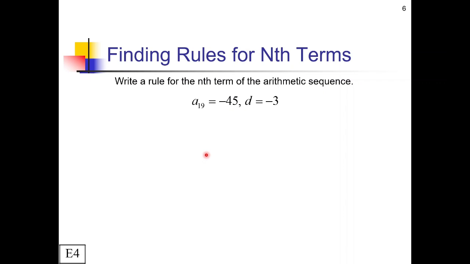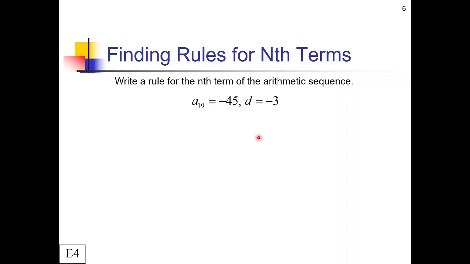For this next problem, they are no longer concerned about the 20th term, but they still want a rule for the nth term of this arithmetic sequence. So how is this different than the last few problems? Well, they didn't give us a whole list of numbers. They actually just gave us a single term, the 19th term, which apparently is negative 45, and they told us the common difference. So in some ways, it seems like they're making this a little bit easier for us.